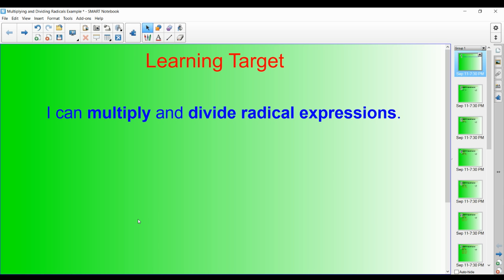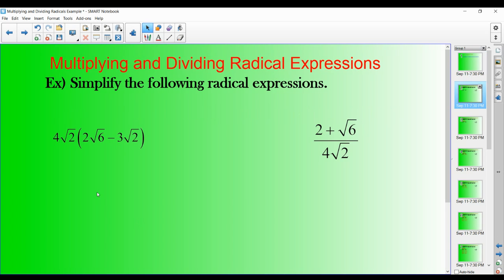Hi everyone. Today we're going to look at an example of multiplying radical expressions and an example of dividing radical expressions. Now these examples are going to have a few steps. I'm going to walk us through them, make sure that we see some of the complexities that can exist. So we have a multiplication one and a division.